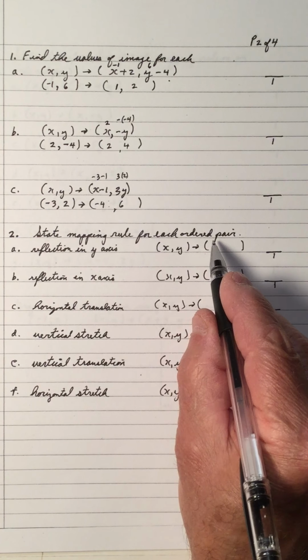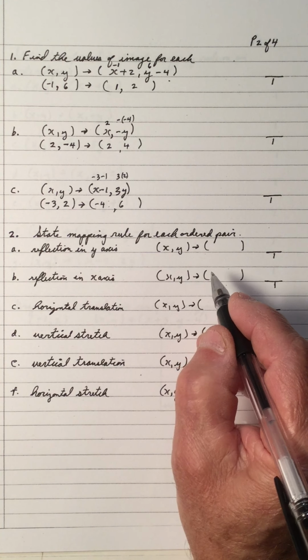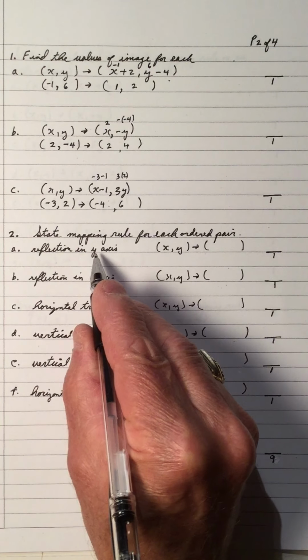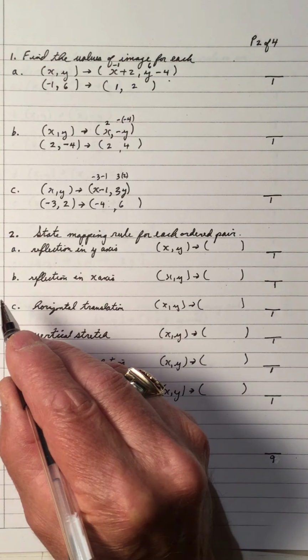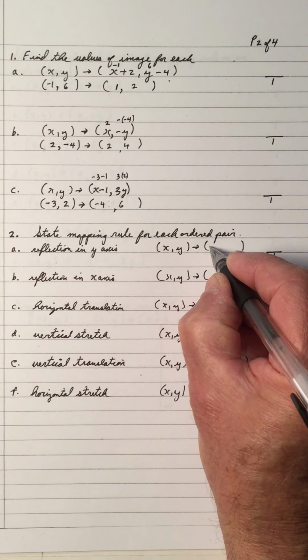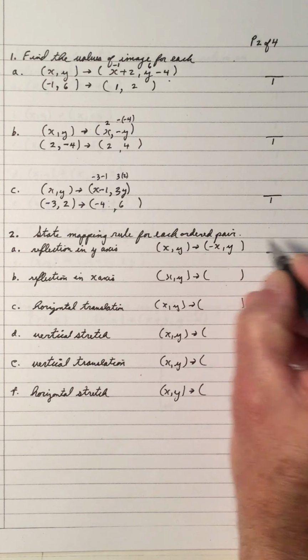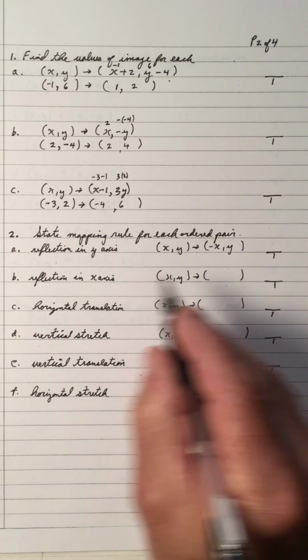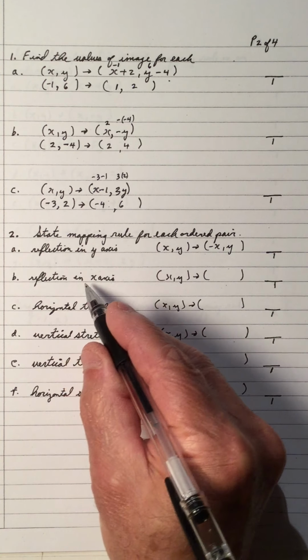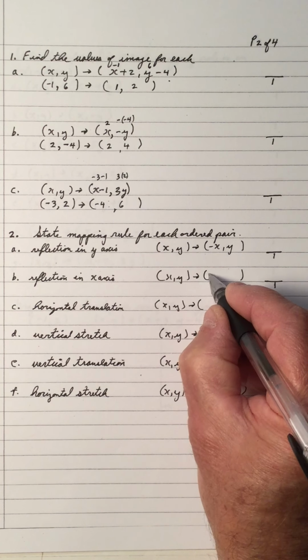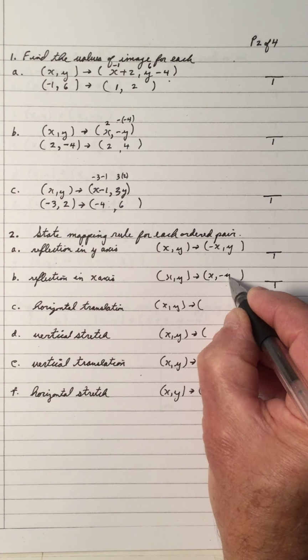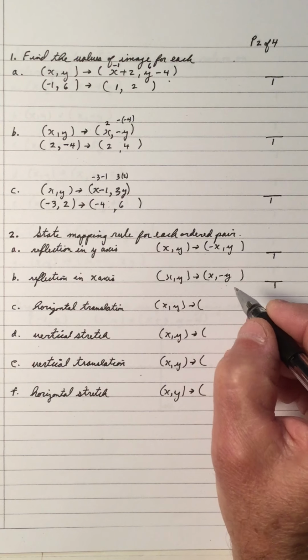State the mapping rule for each ordered pair. Now, this is a reflection in the y-axis. When you reflect in the y-axis, you're reflecting horizontally, so you're changing the x to a negative, but not the y. Give yourself a mark. If we reflect in the x-axis, you're reflecting vertically, so you're changing the y value, not the x. So the y is the negative of the y.